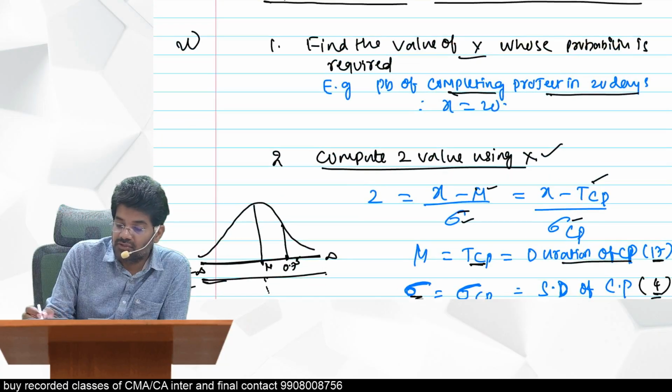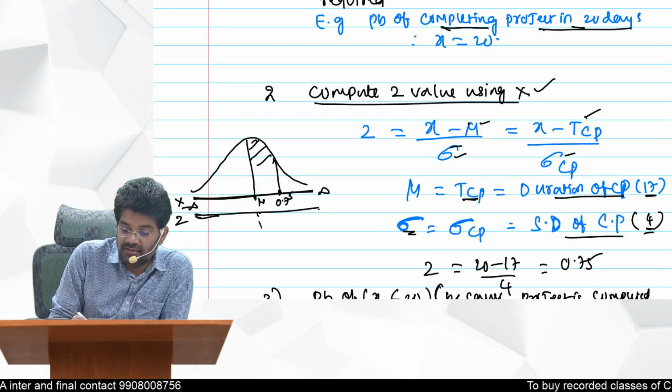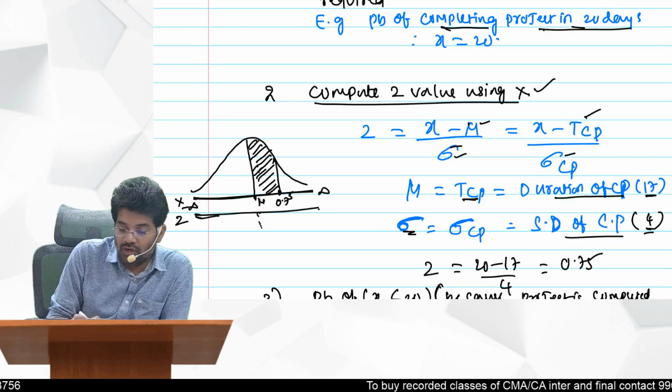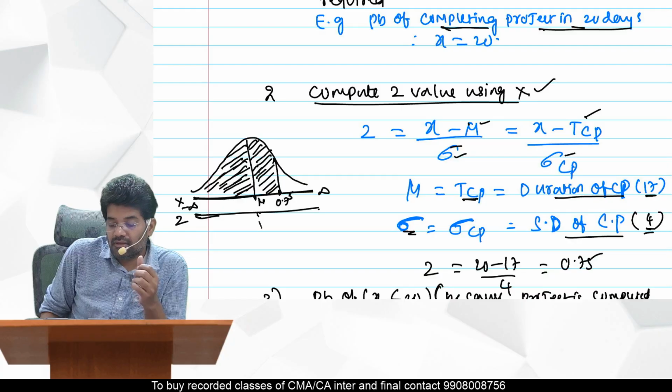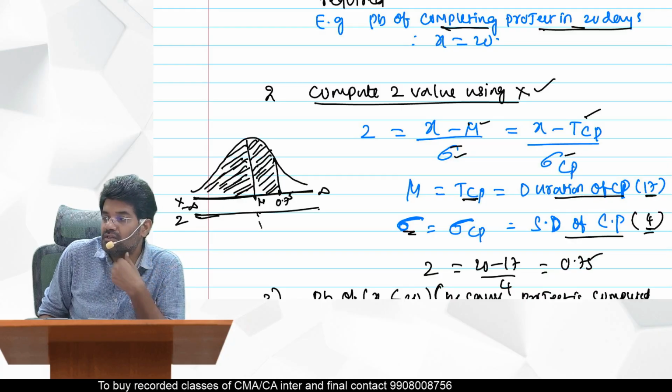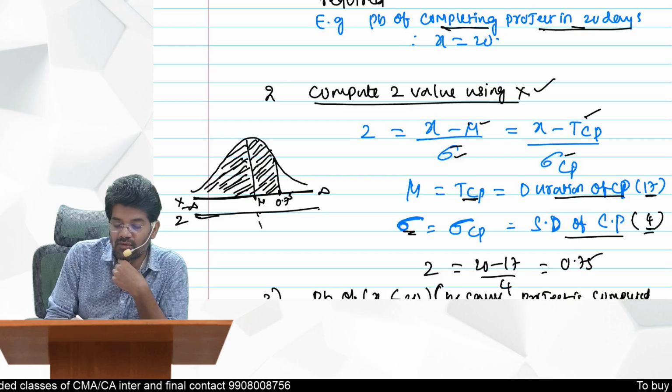You want the probability of completing the project within 20 days. That means you want this area exactly. You want the probability of completing the project within 20 days. So this is the area we want here.